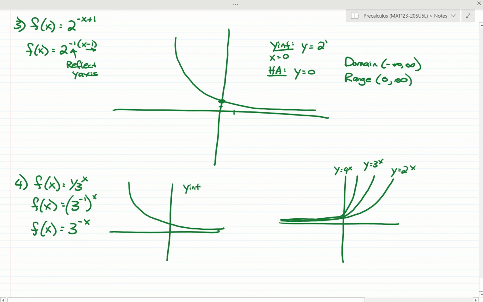Our y-intercept, if you put 0 in for x, you would get 1. Anything to the 0 power is 1. And your horizontal asymptote would be y is equal to 0. The domain for this graph, we could plug in any number you'd like. And our range, looks like the lowest it goes is 0 up to infinity.